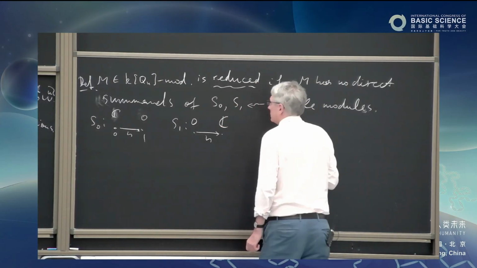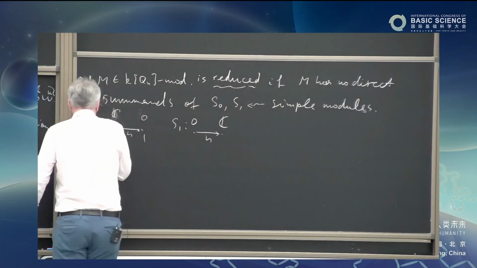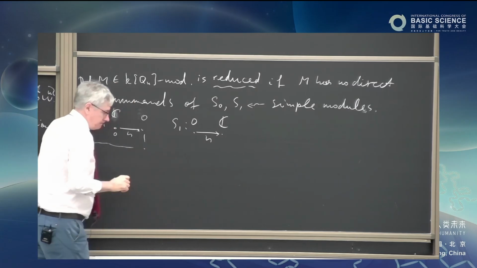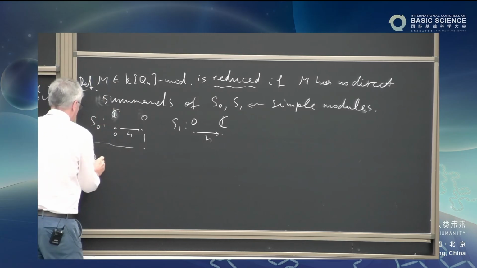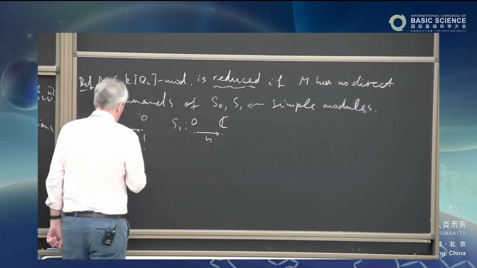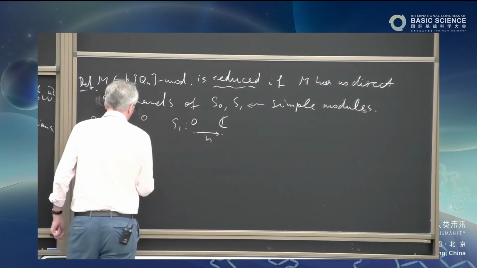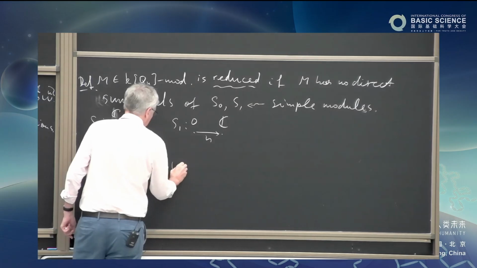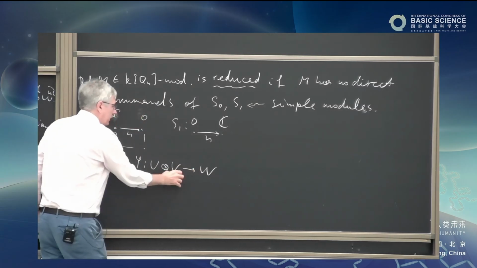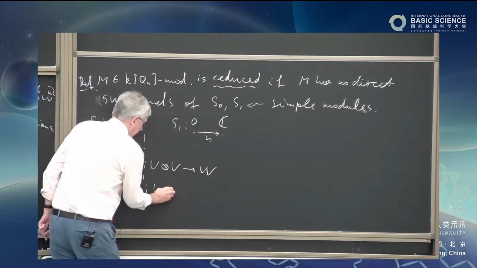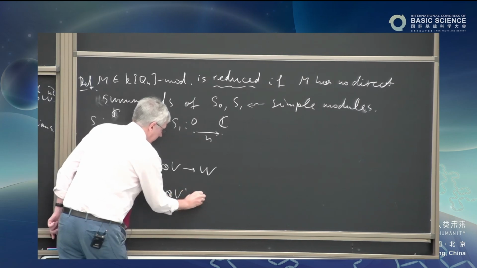So I assume there are no such summands in our module. And then maybe I should also introduce another definition. When one module, or maybe first one phi, so we have phi, which is again from U tensor V to W. So U is fixed, but I might vary V and W. So let me also have phi prime, which is from U tensor V prime into W prime.